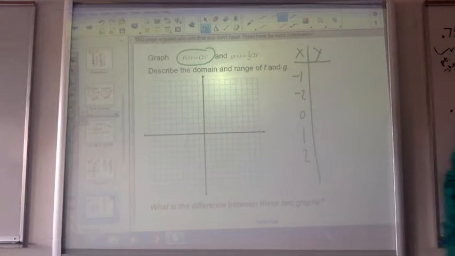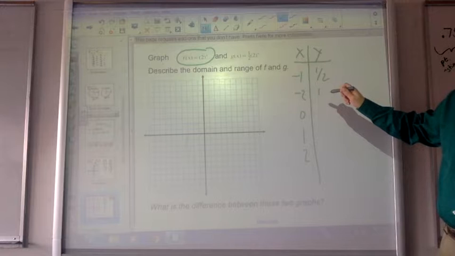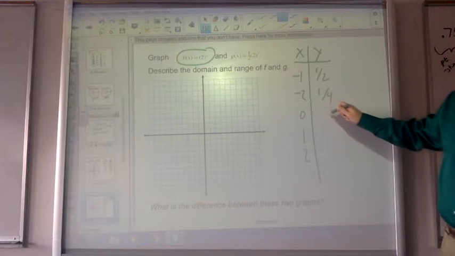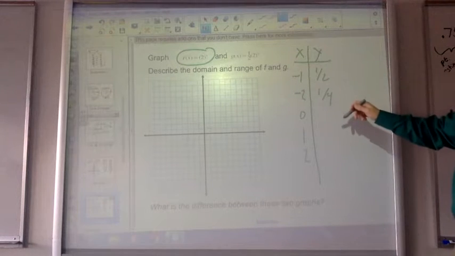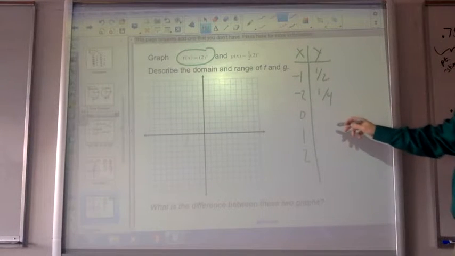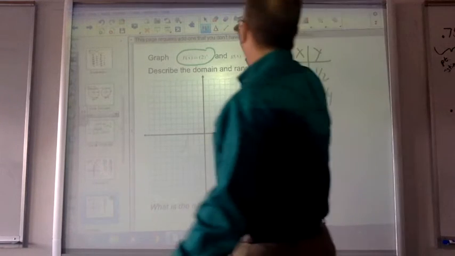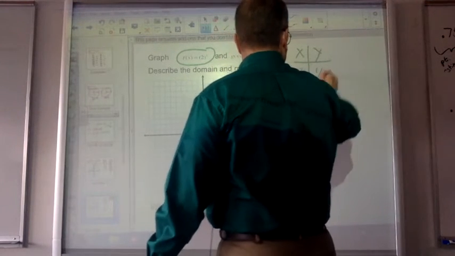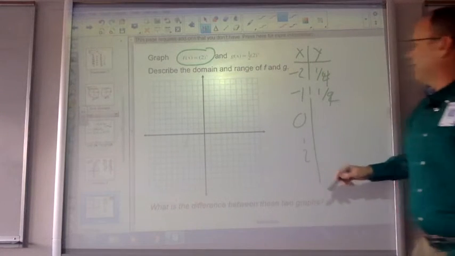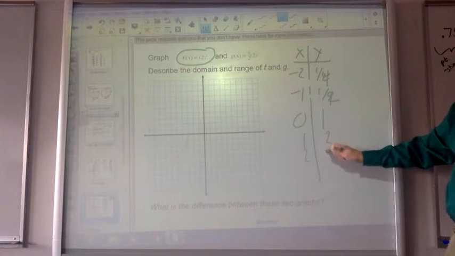All right, 2 to the first, 2. 2 to the negative 2, 1/4. Or wait, 2 to the negative, right? 1/4. It's backwards. Look, negative 2, negative 1, 0. So I have 1/4, 1/2, 1, 2 to the first is 2, 2 to the second is 4.